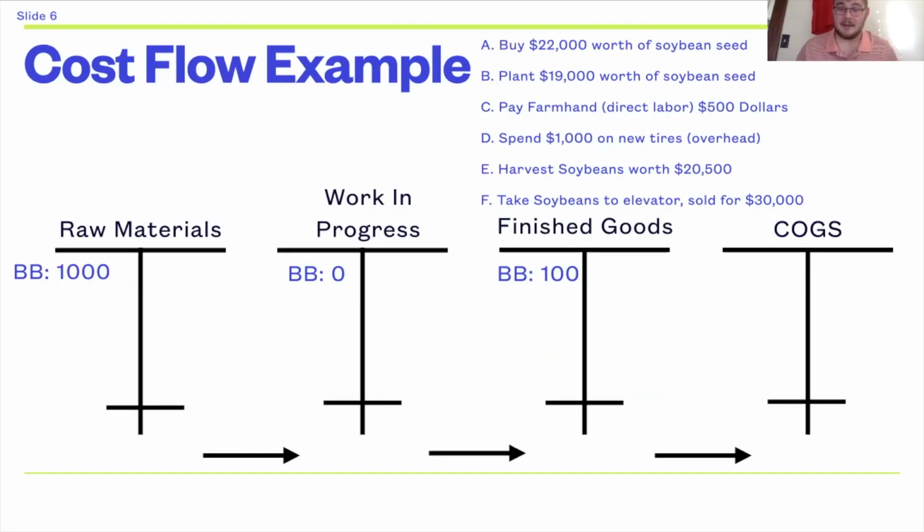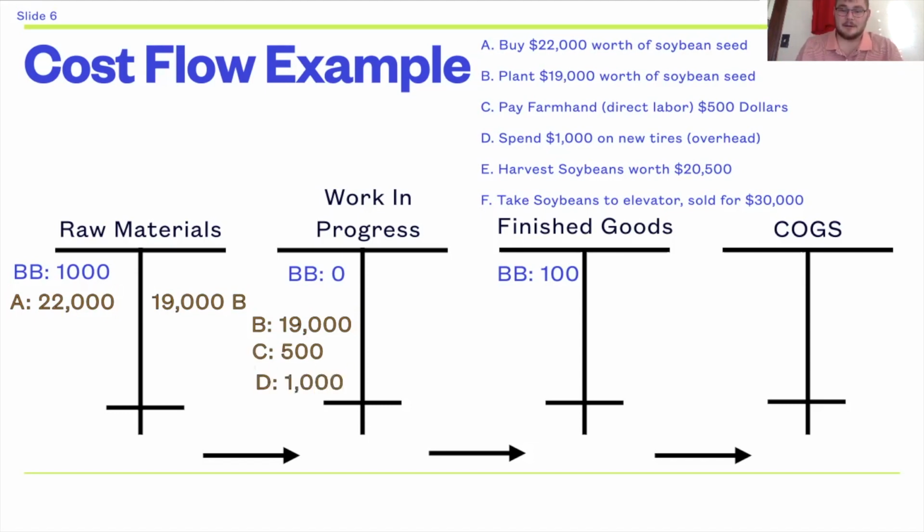So first, we're going to buy $22,000 worth of soybean seeds. And so that will go into our raw materials, just like this. So B is plant $19,000 worth of soybean seeds. So that'll be taking $19,000 out of raw materials and moving it into the work in progress. Then we also have to pay our farmhand, me, $500 for direct labor. Maybe if you don't learn anything else on this, you can learn that the cost of seed is really high and the cost to pay farmhands is a lot lower.